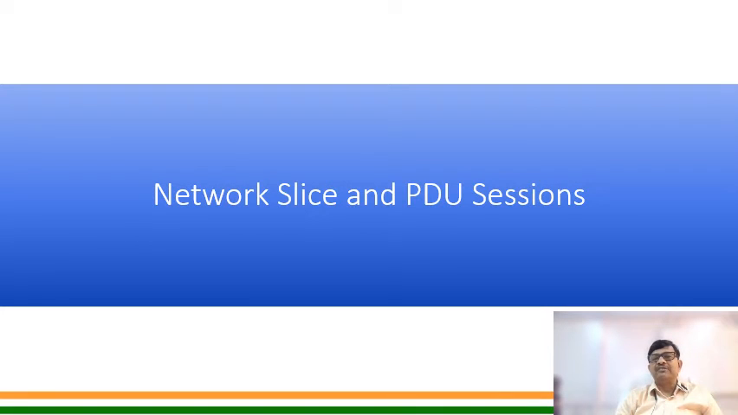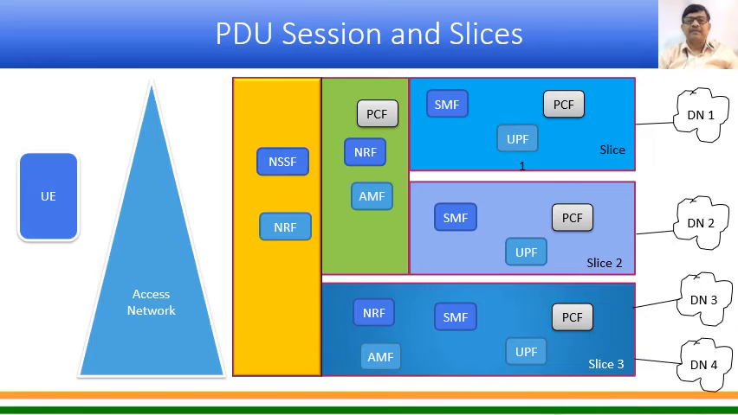Now let us look at network slice and PDU sessions, the user plane connectivity. So we have the same picture: user equipment, radio access network, and then individual slices. This user equipment has a PDU session. Please assume this particular line is a PDU session, or a pipe where user data is flowing. As we know, user data flows through UPF, so basically UE to RAN to UPF and then to the data network.